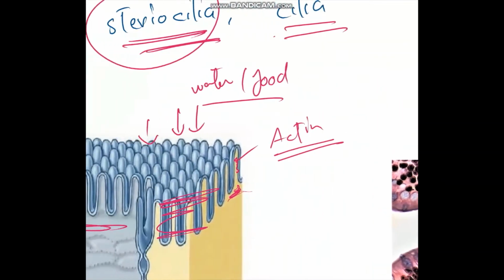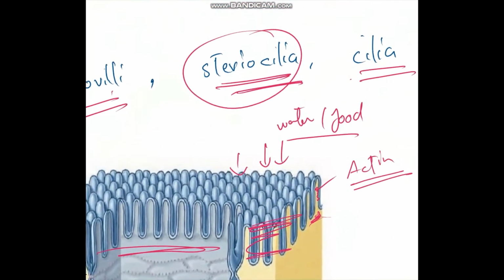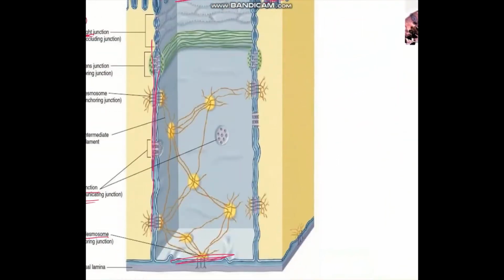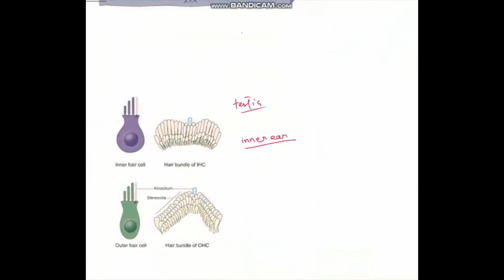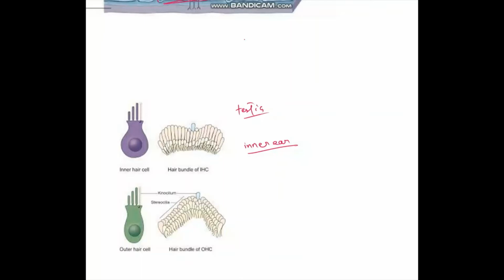Alright, so next modification is stereocilia. I'm going to use this photo right here. Stereocilia are again apical projections made up of actin. Just like microvilli, these are made of actin, and these are also apical projections on the apical surface. These are usually present in the testes, especially in the epididymis, and let me just write that down. Epididymis.